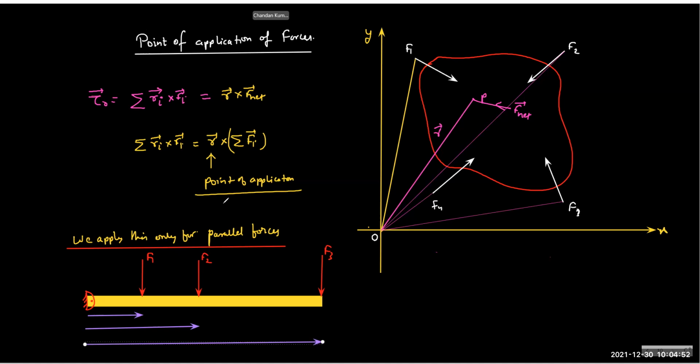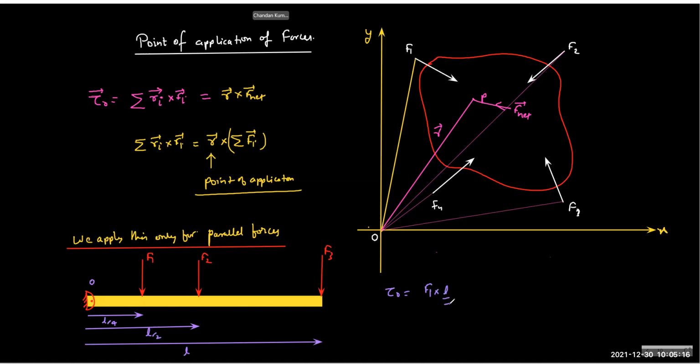So the full length is L. Yes, this is L by 2, L by 4. So now we can easily find the torque about O. So we want the point of application with respect to O actually. So first find the net torque due to each force. What can we write?